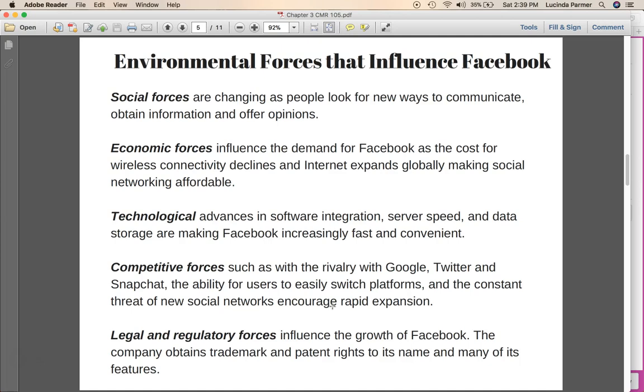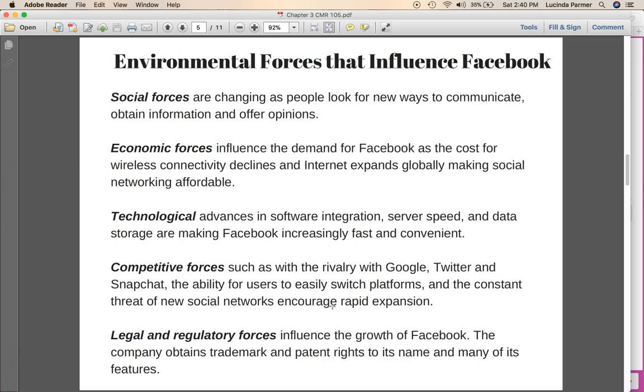Now, let's see here. Competitive forces. This one is look at the rivalry. It's especially with Twitter and Snapchat and all these other social media platforms, where us as users have the ability to switch platforms very quickly and easily. Then this is definitely a competitive force because Facebook wants us to stay on Facebook and not move to Twitter. And yes, we have all of these accounts pretty much, but still, this is a competitive force.